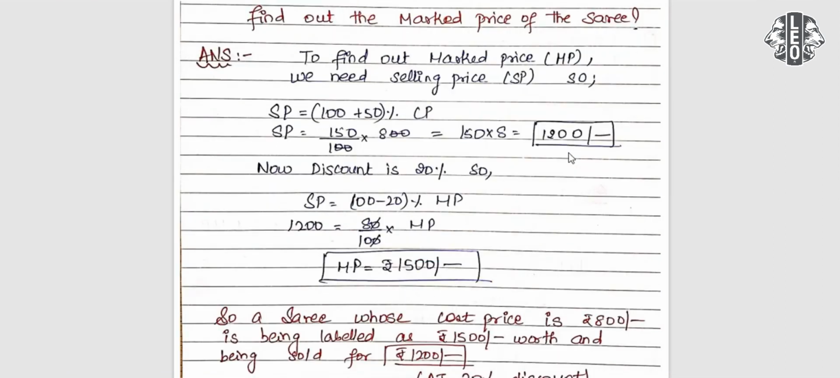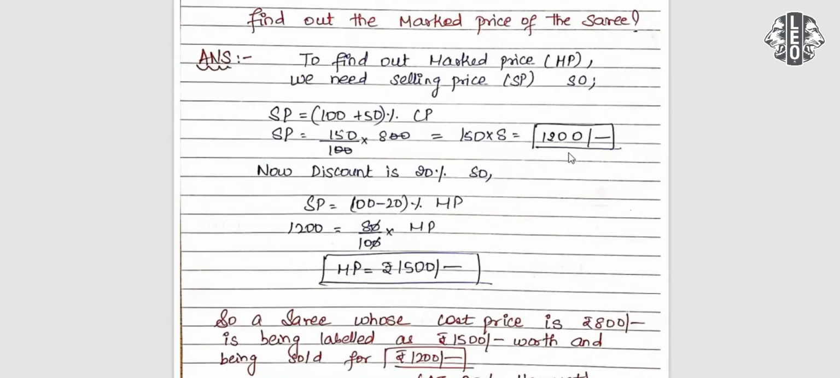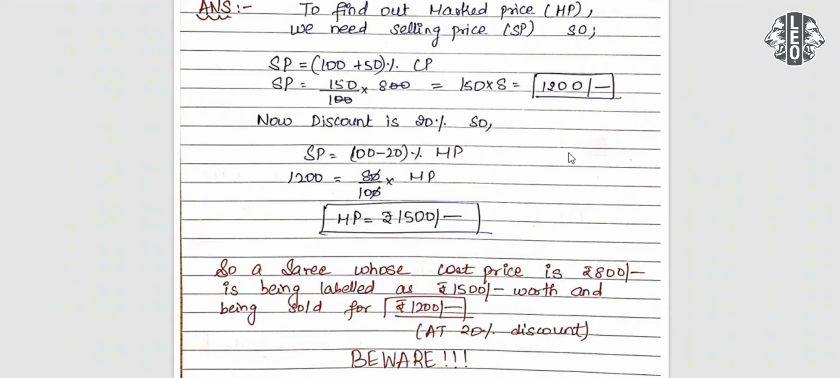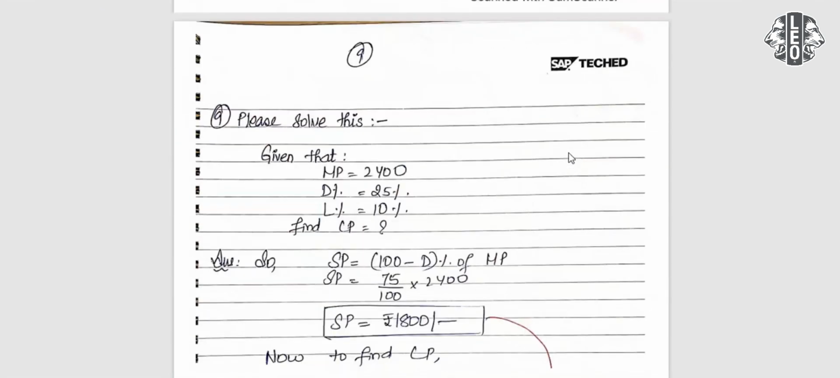And they say how much? They say it is going to be a 20% discount because of Deepavali sales, and they are selling it at 1200. And the customers are so happy. The 1500 sari, they are getting it for 1200. But actually the real worth, the cost price, is 800 rupees. So beware. The next question is you have to solve this.